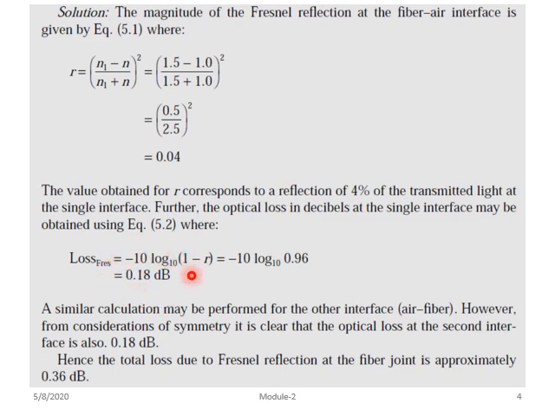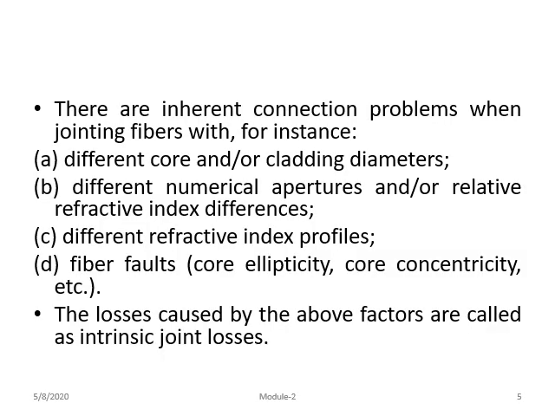But the question asks, for the two end faces, what will be the total loss? Considering symmetry, there is a similar optical loss at the second face also, 0.18. So 0.18 and 0.18, total 0.36 dB is the total Fresnel reflection loss at the fiber joint. So this is how the final answer will be. Loss will be 0.36 dB. This is the amount of loss which is going to happen with respect to the fiber connection.